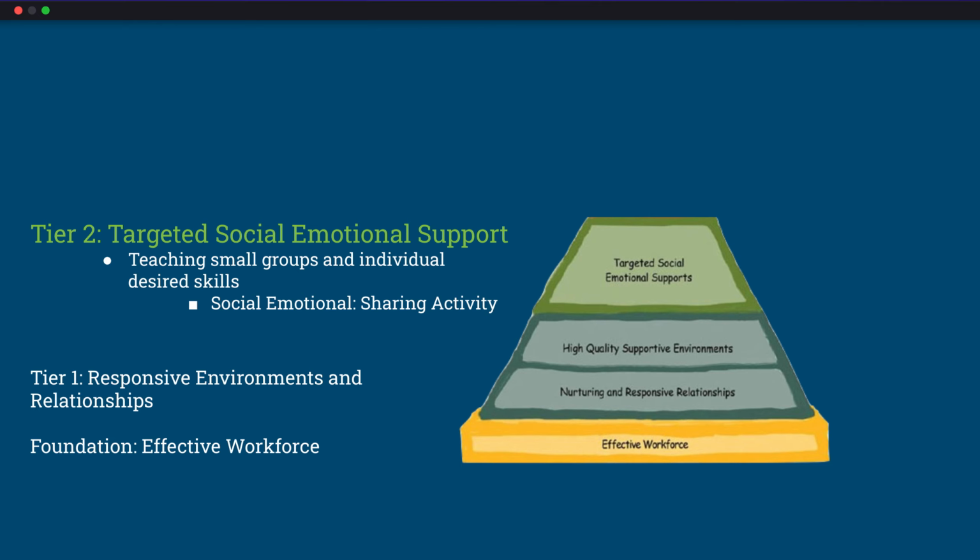An example of this might be to put together a small group of kids who maybe have some concerns with sharing, and to use a social story and a sharing activity to help promote that skill within a small group of students. So again, targeted social emotional supports refer to this specific teaching of skills to small groups or individual children. This is still done at a classroom level, maybe with the support of the coach, the mental health manager, but managed within the classroom.